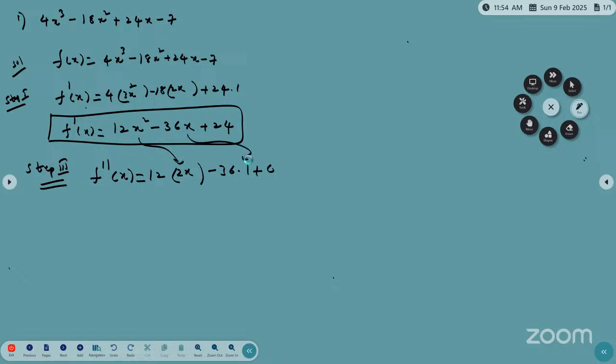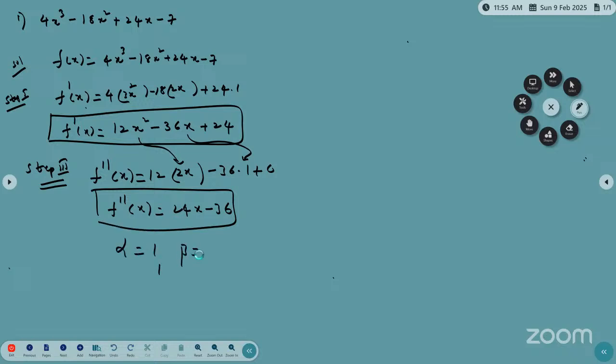Second differentiation is over. What is the second differentiation? 24x minus 36. And what is alpha? 1. Beta? 2.